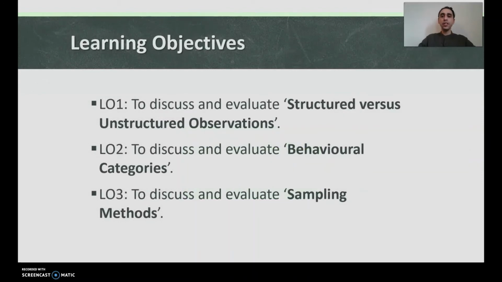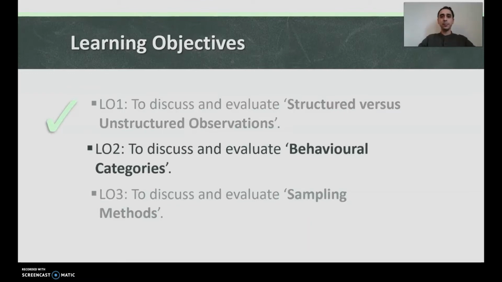And that's structured versus unstructured observations. Tick. Let's move on to the second learning objective. It's going to be a short one today. Discuss and evaluate behavioral categories.